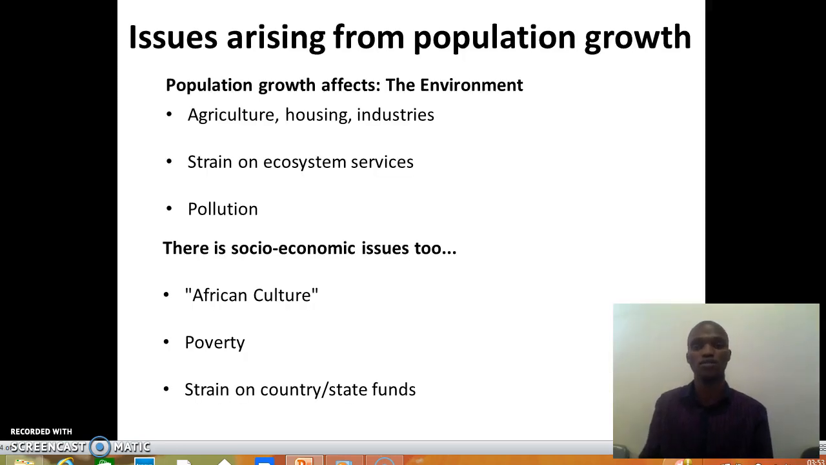Here we have issues arising from population growth. Population growth is accompanied by many factors. They are environmental, and others are socio-economic issues too. So environmentally, with population increasing, we have the issue of agriculture, housing and industry. For every child that is born, you need to feed that child, you need a house for that child, you need energy for that child. So with many people being added on the planet, that actually threatens the environment.